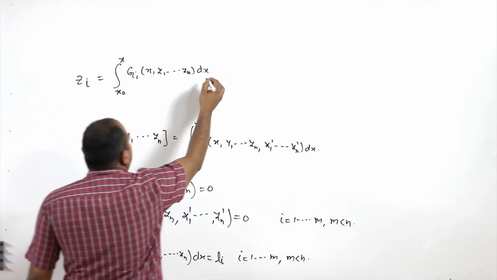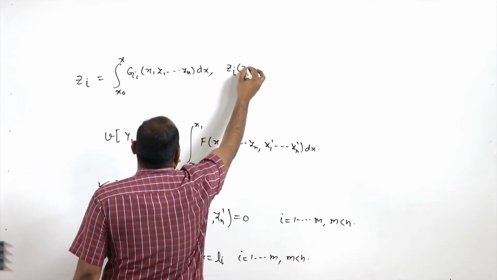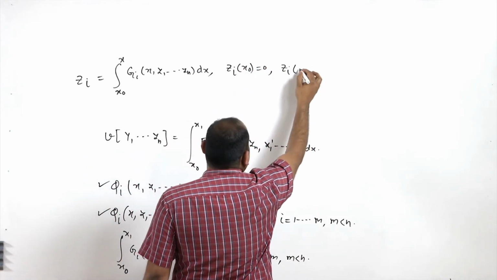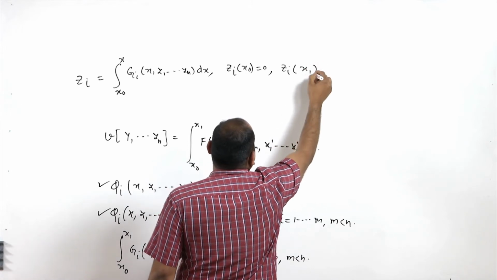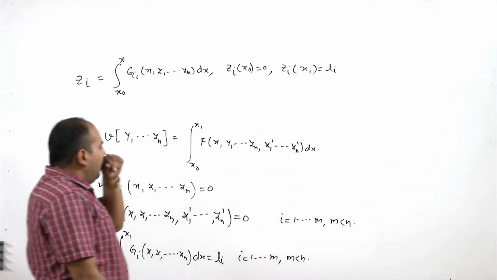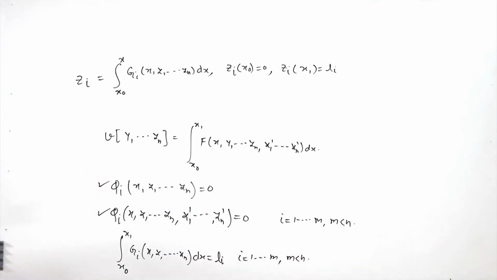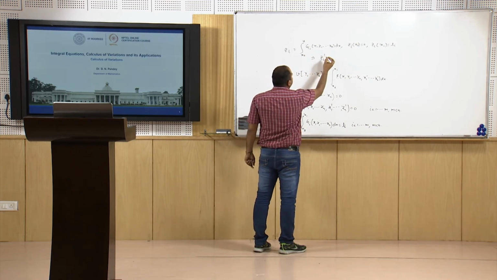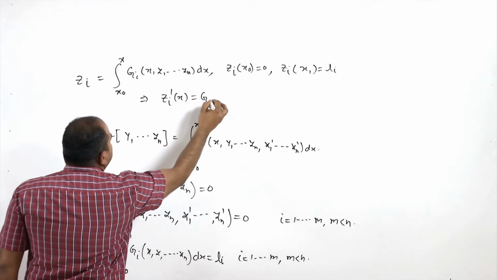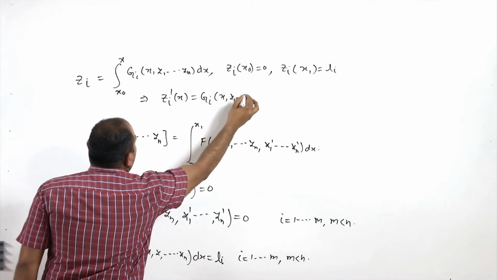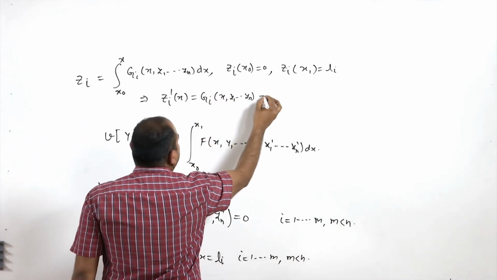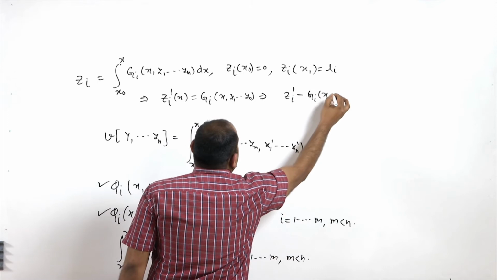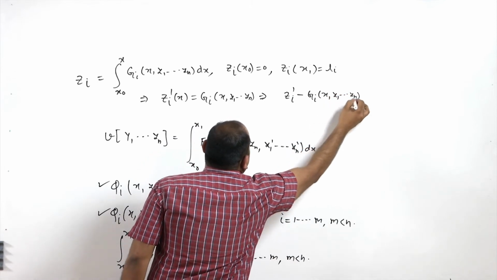So here we can say that zi(x0) is simply 0, and zi(x1) is given as li. So what is the advantage of considering this zi? If we differentiate with respect to x here, then we have zi dash(x) is equal to gi(x, y1 to yn). This I can write as zi dash minus gi(x, y1 to yn) is equal to 0.